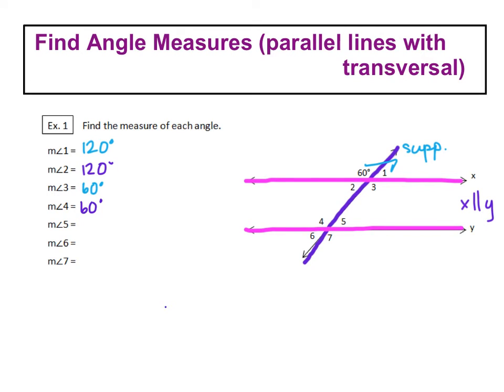And then you can work your way around just like we did the last one. Angle 5 is supplementary to angle 4, so that makes angle 5 120 degrees. Angle 6 is vertical with angle 5, so those are going to have the same measure, so angle 6 will be 120 degrees. And then the last one is angle 7, which is vertical with angle 4. Those will have the same measure, so angle 7 will be 60 degrees.